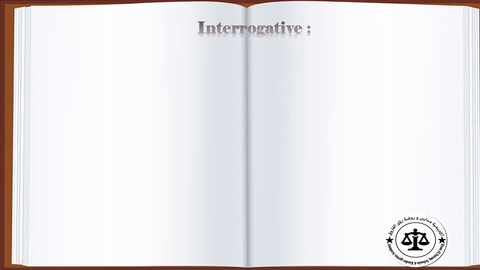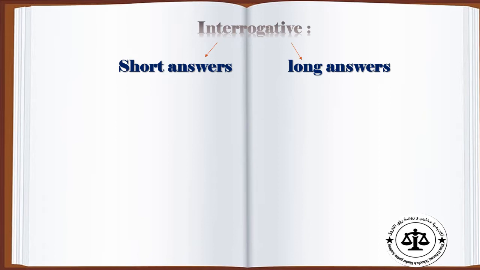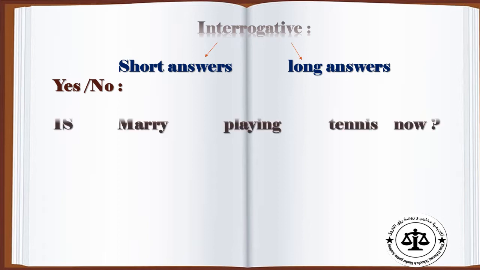Now the interrogative form. Interrogative form is divided into two parts: questions with short answers and questions with long answers. Now let's start with the questions with the short answers. This is a yes or no question. Let's take an example. Is Mary playing tennis now?